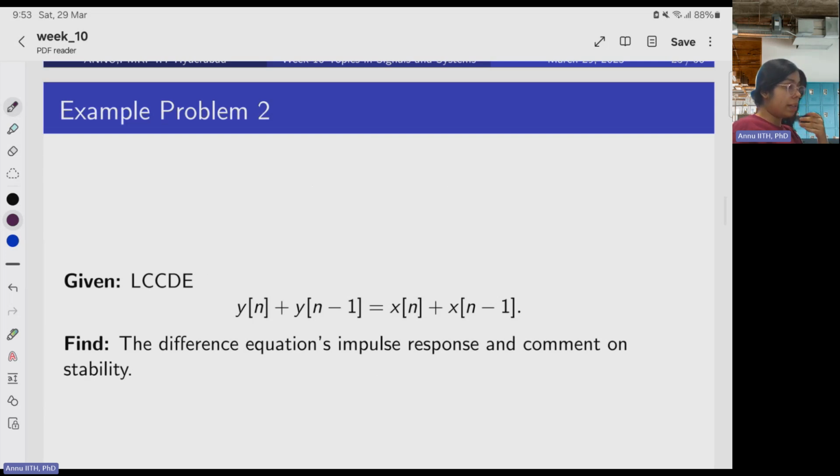So you have again an LCCDE, where y of n plus y of n minus 1 is equal to x of n plus x of n minus 1. Find the impulse response and comment on stability. I want you to comment on stability.